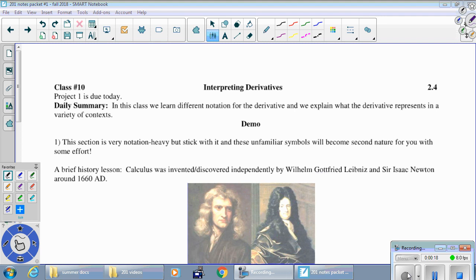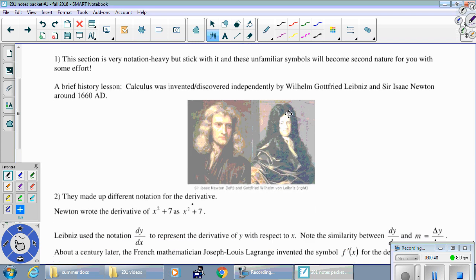A brief history lesson. Calculus was invented/discovered independently by Wilhelm Gottfried Leibniz, he's on the right in this picture, and Sir Isaac Newton on the left, around 1660 AD. This particular invention is incredible and sort of life-altering, but it was quite ugly at the time in terms of who should get credit for discovering this thing. You can do some reading. There's lots of information out there on the web about this ugly moment in math history, but it became very much nationalistic, Germans supporting Leibniz and the Brits supporting Newton, and it was not pretty.